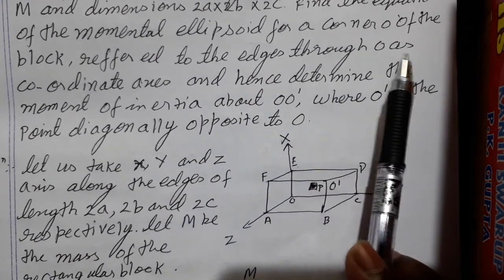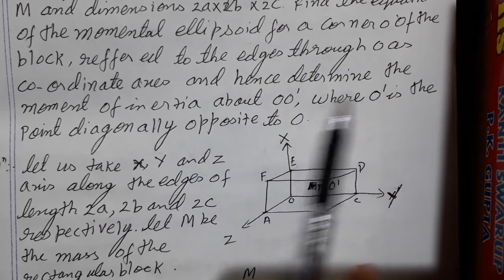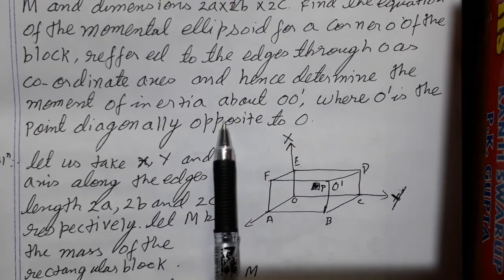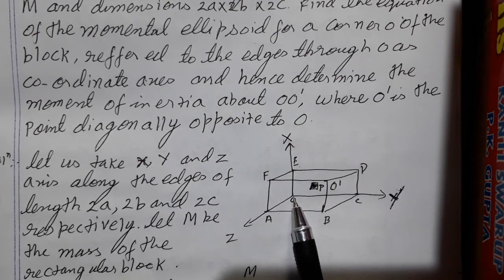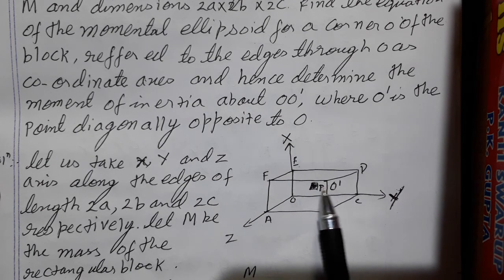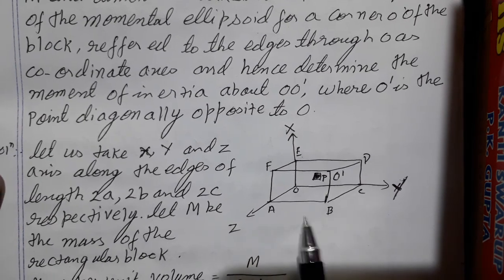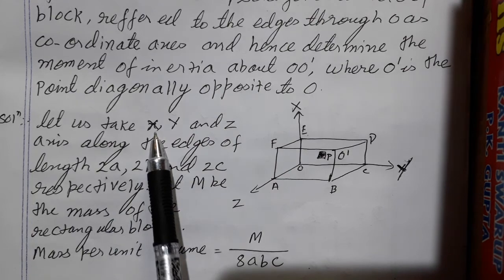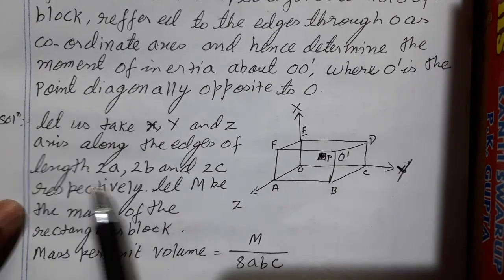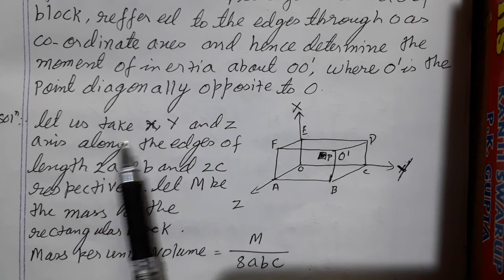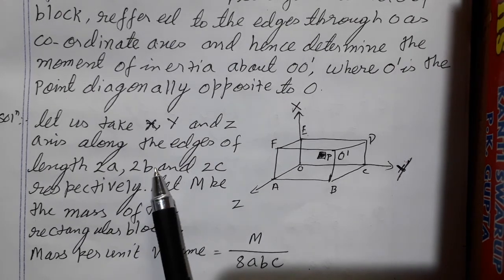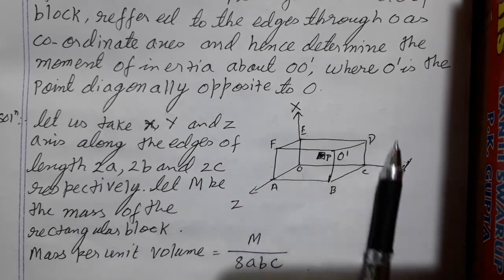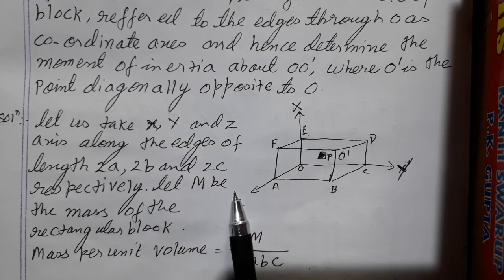Hence we have to determine the moment of inertia about OO dash, where O dash is the point diagonally opposite to O. Let us take the x, y, and z axes along the edges of length 2a, 2b, and 2c respectively. The mass of this rectangular block is m.